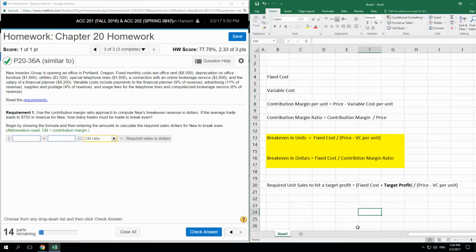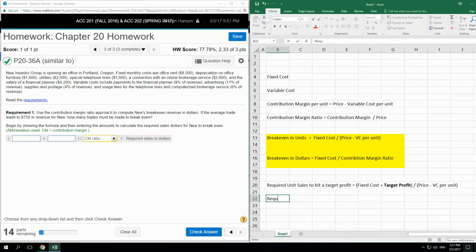Does that make sense? I'm sorry, what does this do again? This is going to help us figure out how many units we have to sell to hit that target profit. And then the previous formulas would just tell us how many units we need to just break even, right?